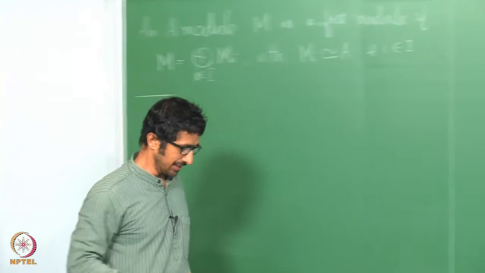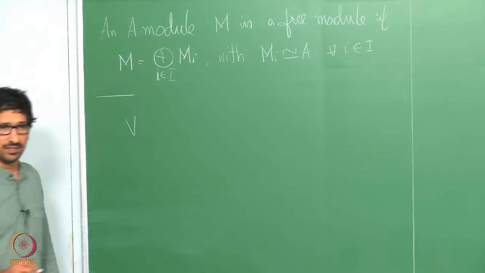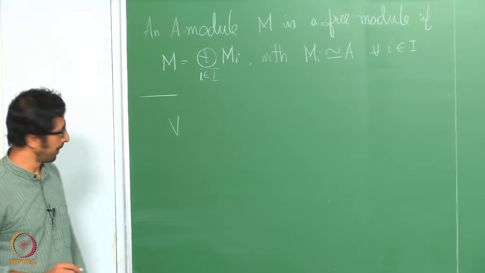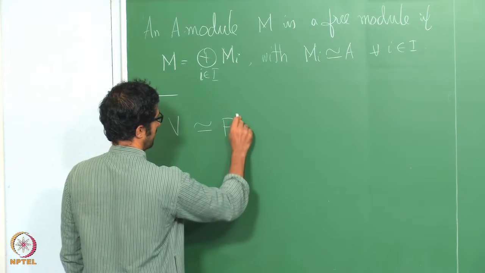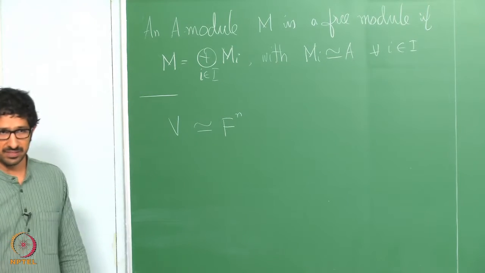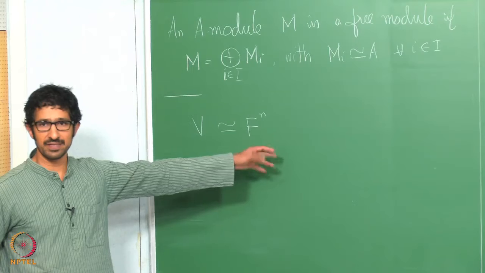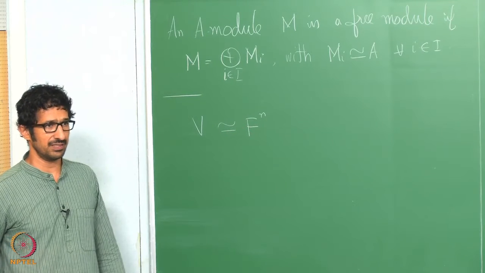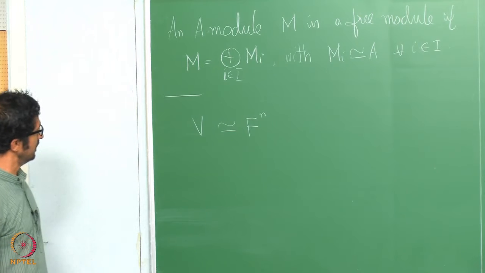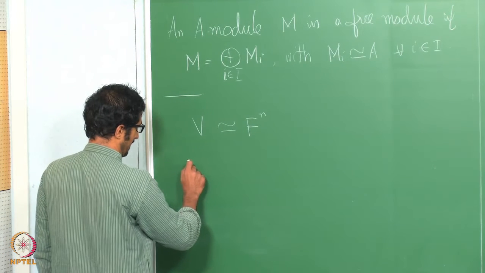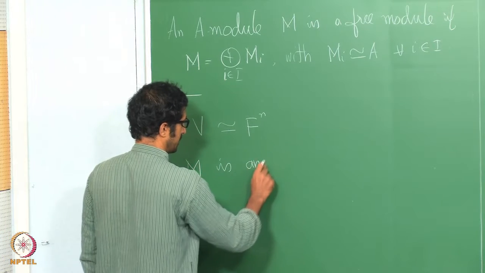We know that if you take a finite dimensional vector space V over a field F, then V is isomorphic to Fn, where n is the dimension of V. Now, I take a module M. M is an A module.